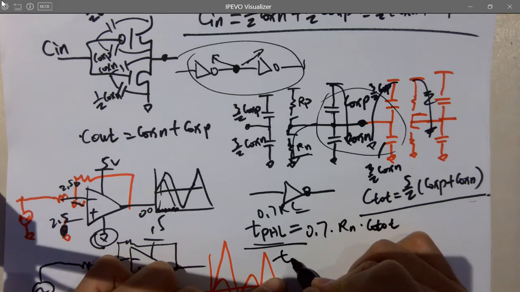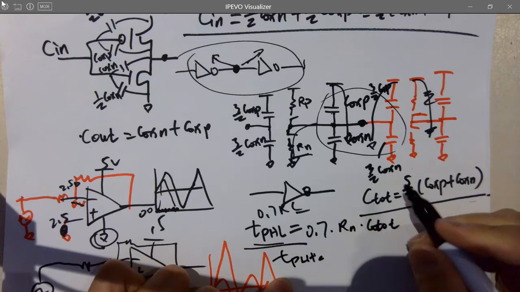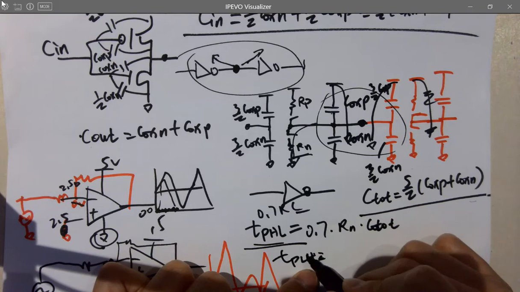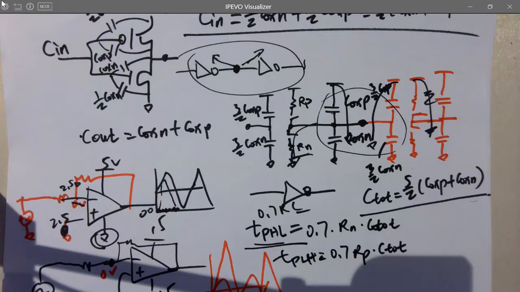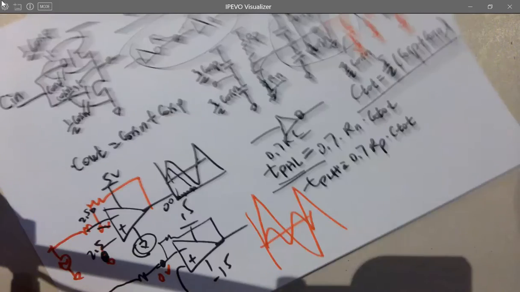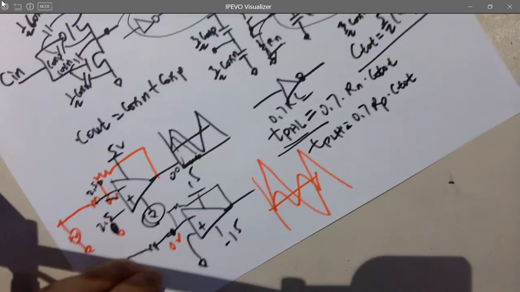What about TPLH? Yeah, 0.7 Rp. They share the same C total. Okay? All right, let's do the quiz.